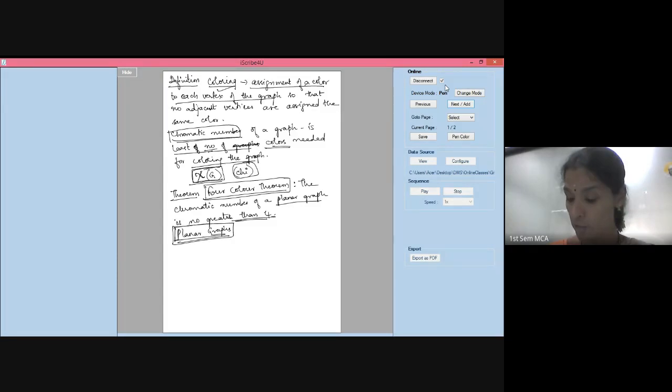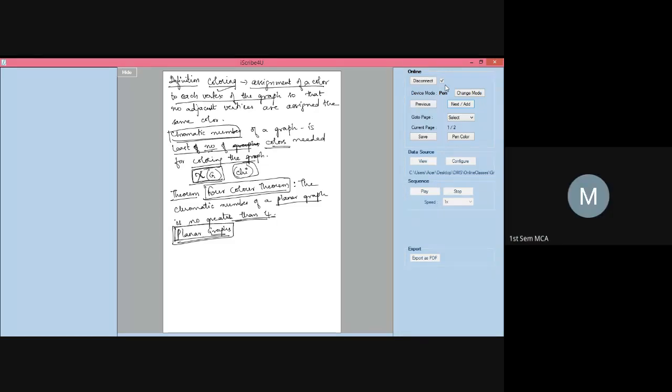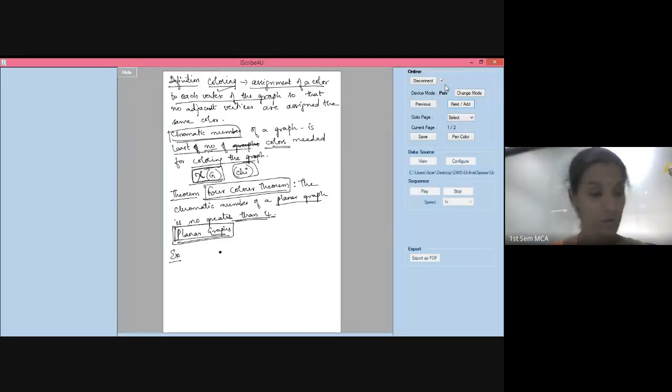Okay. Now, let us take up some simple graphs and some examples to find the chromatic number of a graph. Okay, let's take a simple graph. Let me take a graph. Write down this graph, all of you. I want you all to write down.